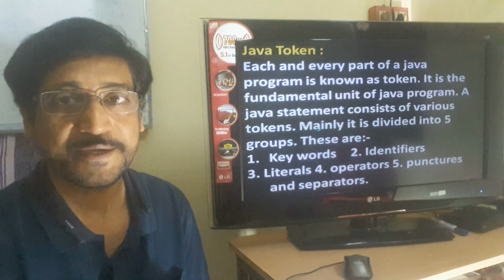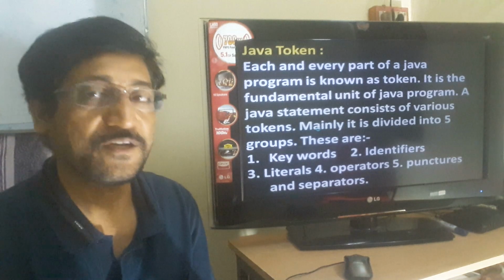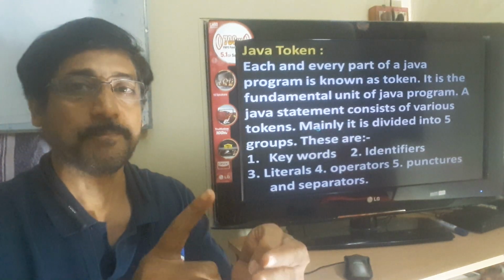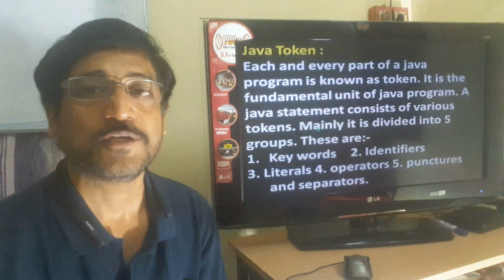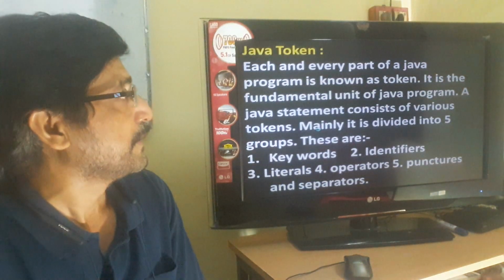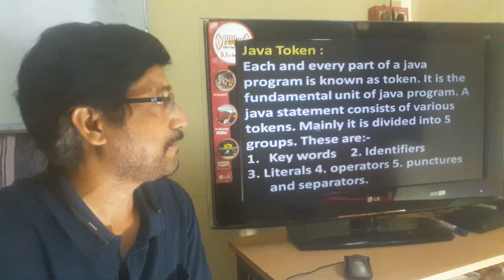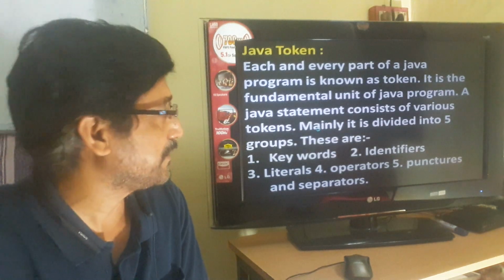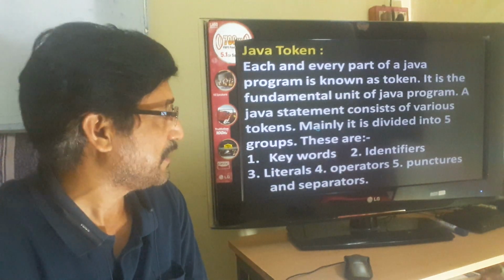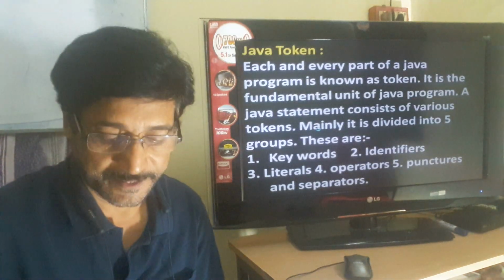They are divided into 5 types: the keywords, identifiers, literals, punctuators, separators, and operators. Each and every part of the Java program is known as a Java token. It is the fundamental unit of a Java program. A Java statement consists of various tokens. Mainly, it is divided into groups: keywords, identifiers, literals, operators, punctuators, and separators.